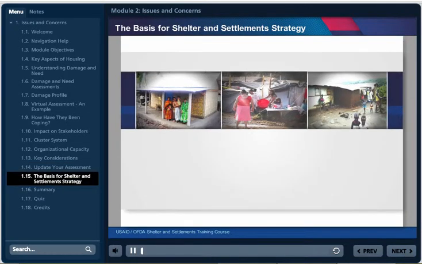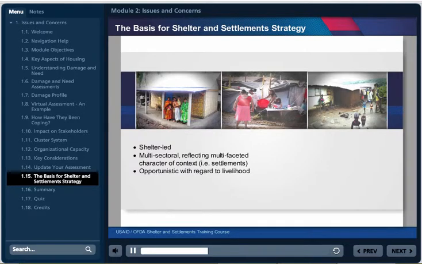From all of the issues and concerns we have identified and discussed, we have basic fundamentals for formulating a shelter and settlement strategy. First of all, it should be shelter-led. However, we should do our best to try and incorporate components of other sectors such as WASH, livelihood, and protection. Even if we're not doing them ourselves, we should identify partners who are working in those sectors in the same area. It should also be opportunistic regarding livelihood, as we have discussed in Module 1.